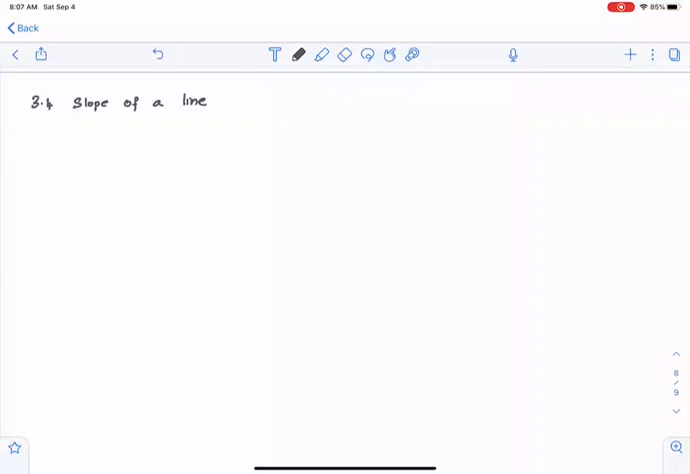Okay, we are going to start with slope of a line. We all know that a line has a slope. No question about that. But there are cases when we can't either define a slope or a slope is just zero.